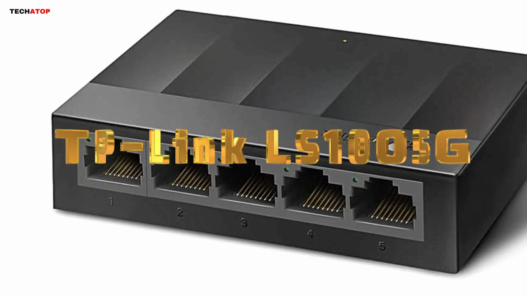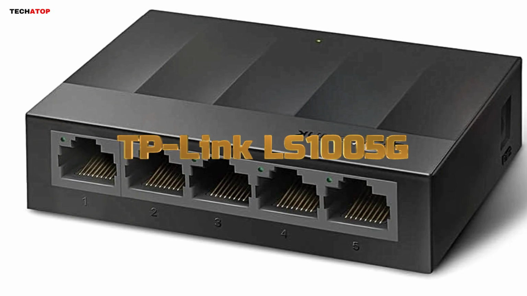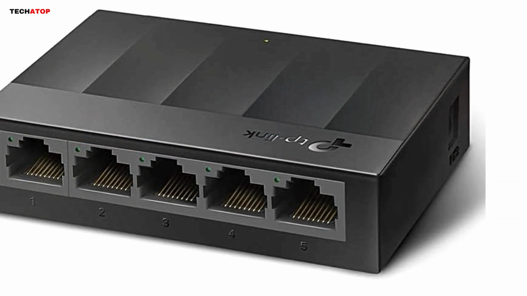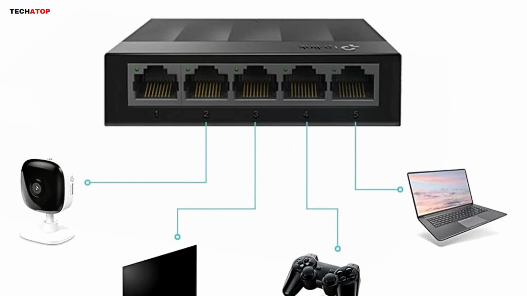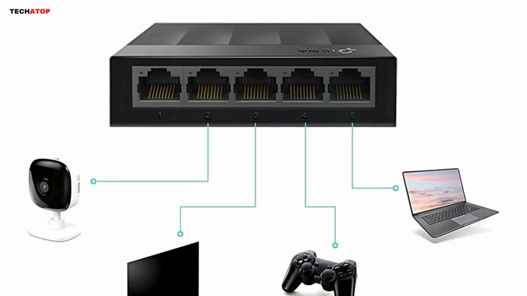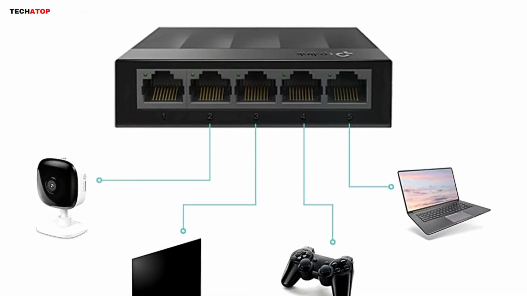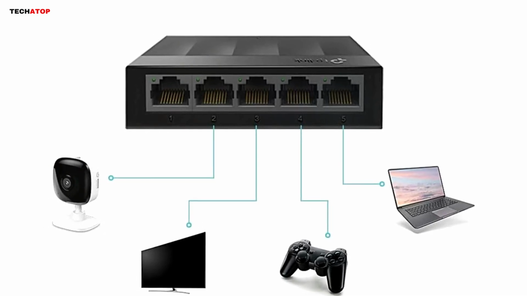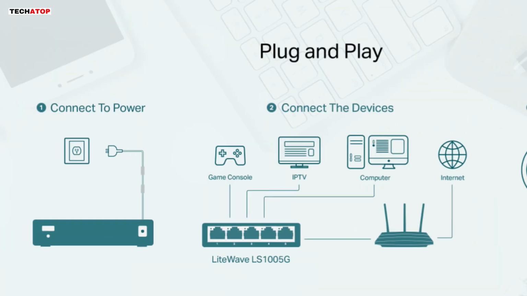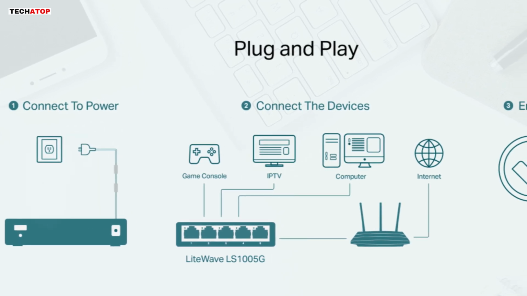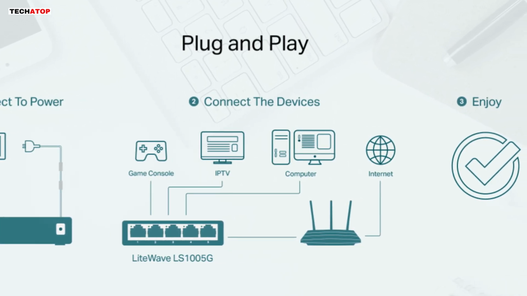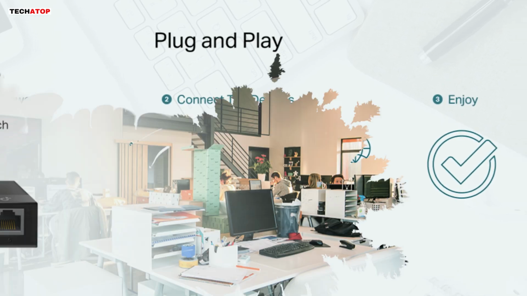Number 1. The TP-Link Litewave LS1005G 5-port Gigabit Ethernet Switch is an excellent, budget-friendly solution for expanding your wired network. With 5 gigabit ports, it provides high-speed connections, perfect for connecting multiple devices such as laptops, gaming consoles, and printers to your router or modem. The plug-and-play design makes setup incredibly simple. Just plug in your devices, and you're ready to go, with no need for configuration or software installation.